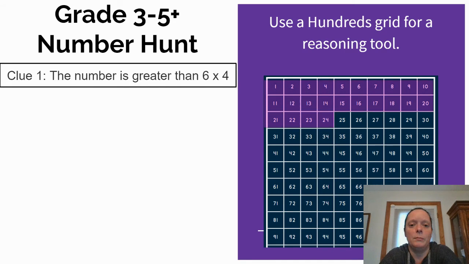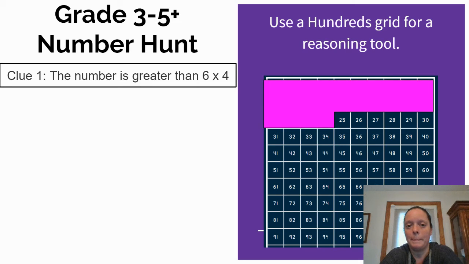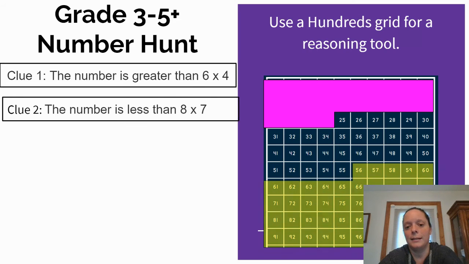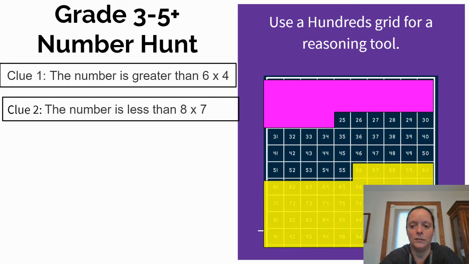Clue 1, the number is greater than 6 times 4. So they have to find 24, and it's going to be anything greater than 24. So we cover up all the ones that are 24 and less. Clue 2, the number is less than 8 times 7. So you have to know it's 56. And the number is going to be less than 56. So we hide 56 and all the numbers that are greater than it.